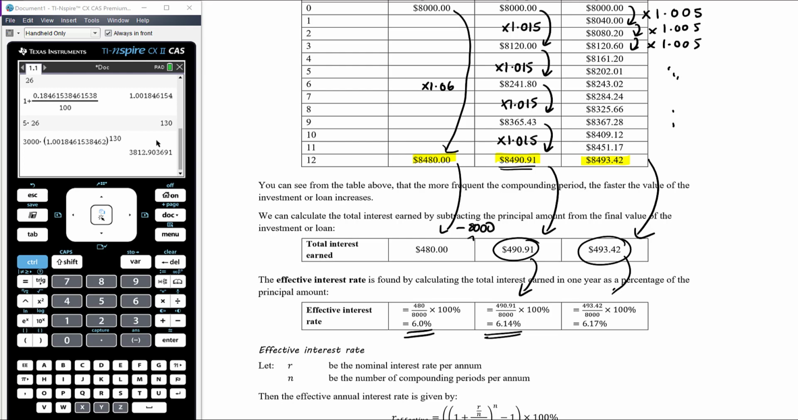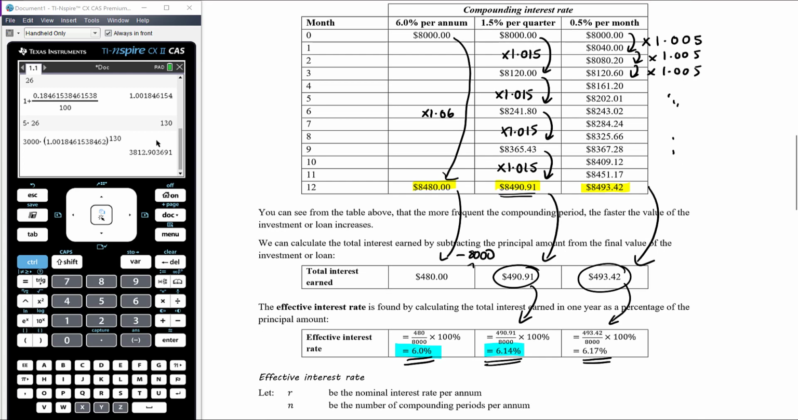And when we look at the monthly compounding situation, working that value out as a percentage of the original principal value, we find that we earned a total of 6.17% of our original value over the course of that year. So these are the effective interest rates. Annual nominal interest rate of 6% compounded annually, effective interest rate of 6%. Nominal interest rate of 6% compounded quarterly, effective interest rate is actually 6.14%. We earn a bit more than 6%. Nominal interest rate of 6% compounded monthly, we earned 6.17%.